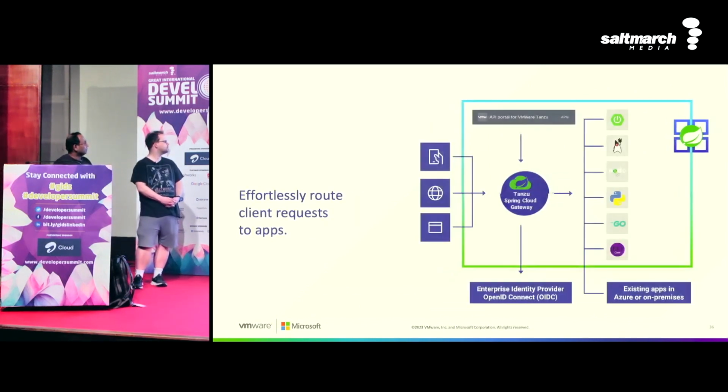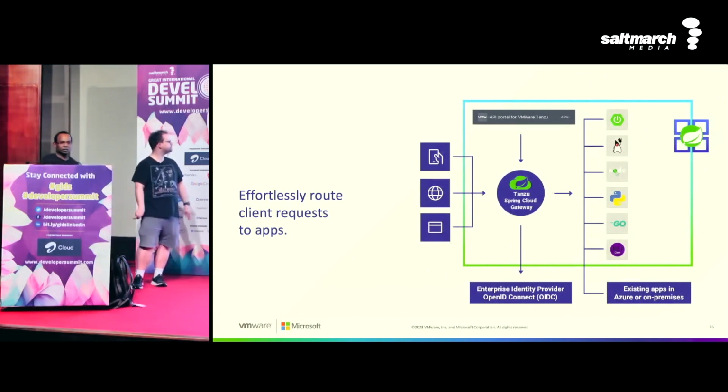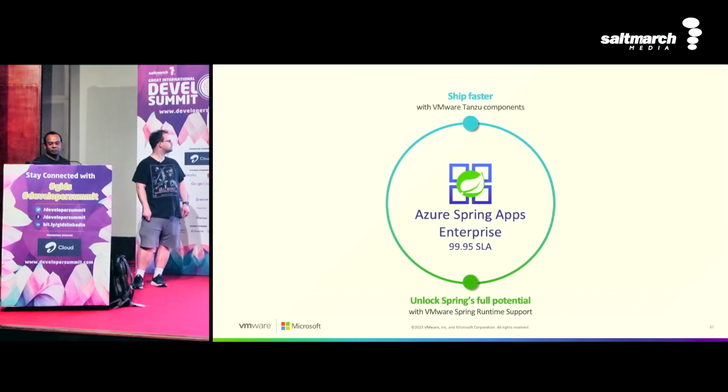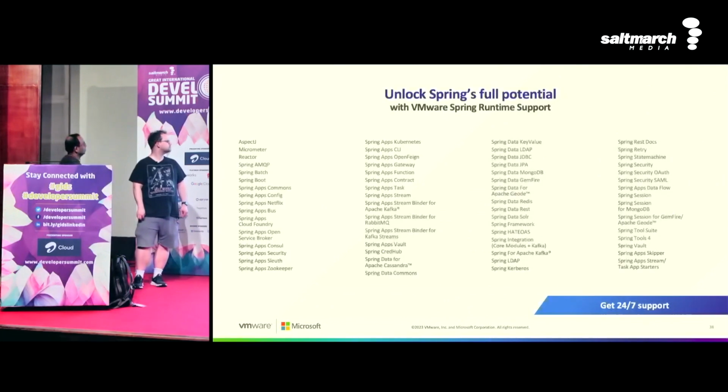Once deployed, there's also a fully managed Spring Cloud Gateway. You can route all your app requests, and you can apply cross-cutting considerations as well through the gateway. And it also gives you a 99.95% SLA. So this is where we get the support as well. So why don't you talk about the support?